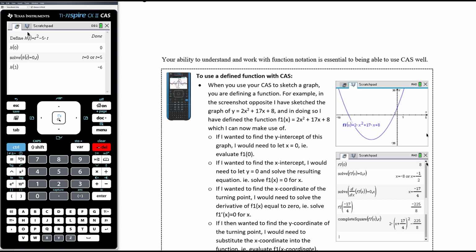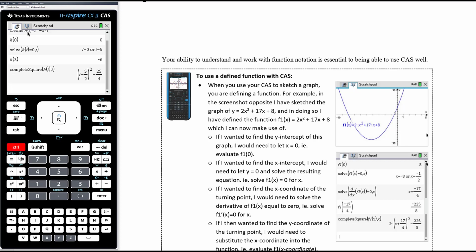And then you can very easily make substitutions. You can very easily solve it equal to 0, as you can see in the calculator screen I did for that function I just defined. You can substitute other values into it. You might complete the square for it. Menu 3.5, complete the square for h of t, comma t. It'll complete the square, etc.